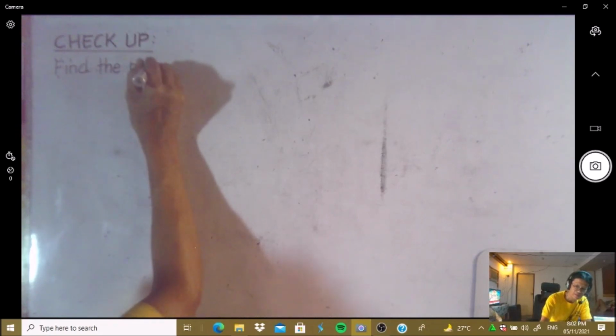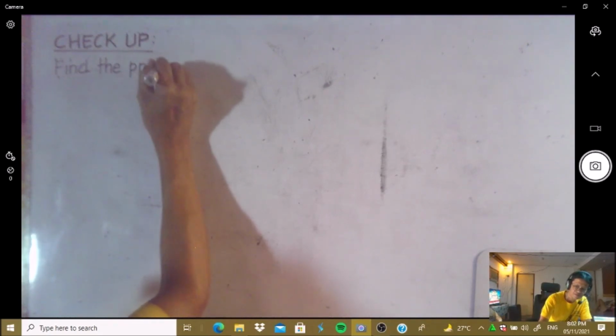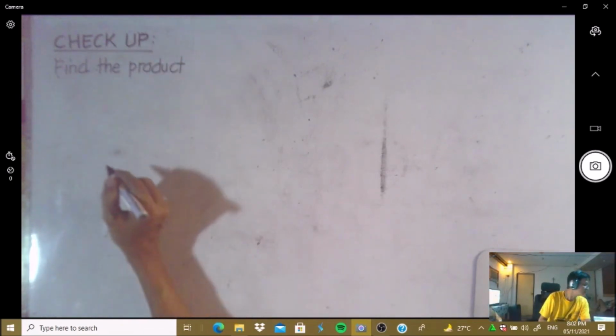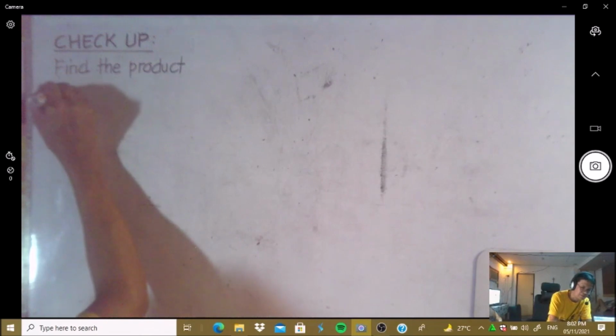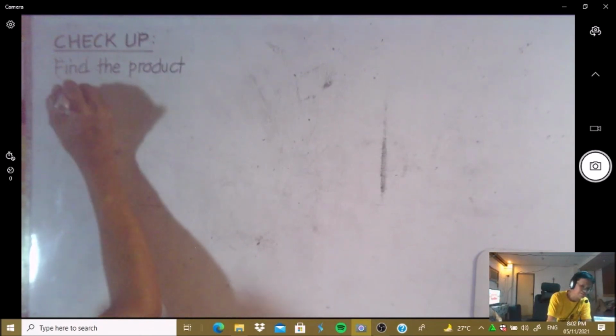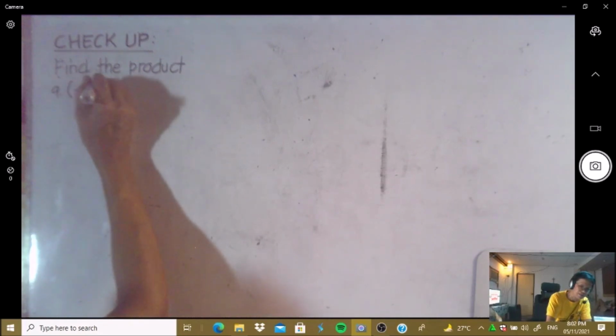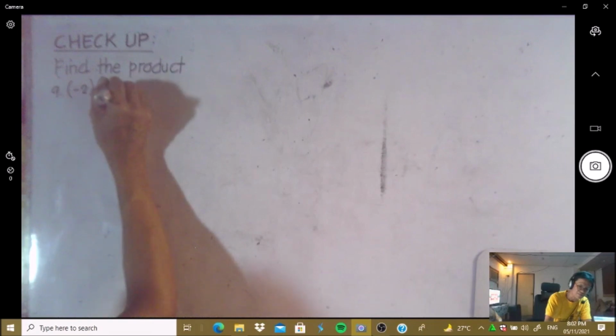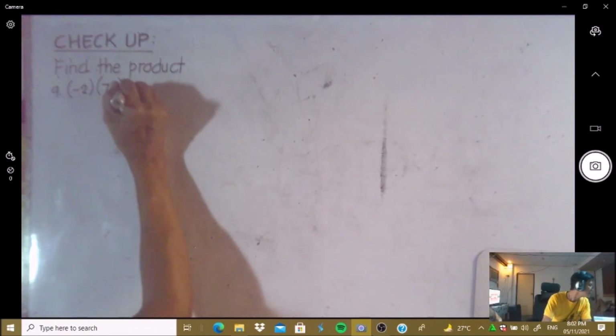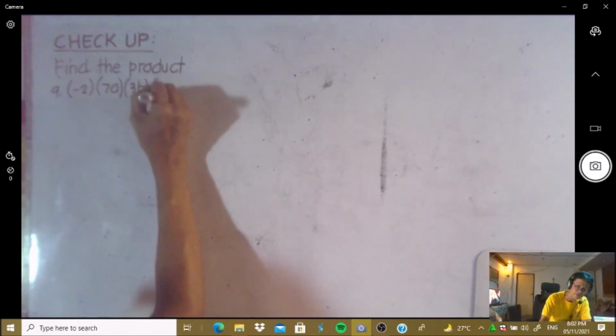Okay, find the product. First, that is question number 9. We have negative 2 multiplied by 7a, then multiplied by 3b, and multiplied by negative x.